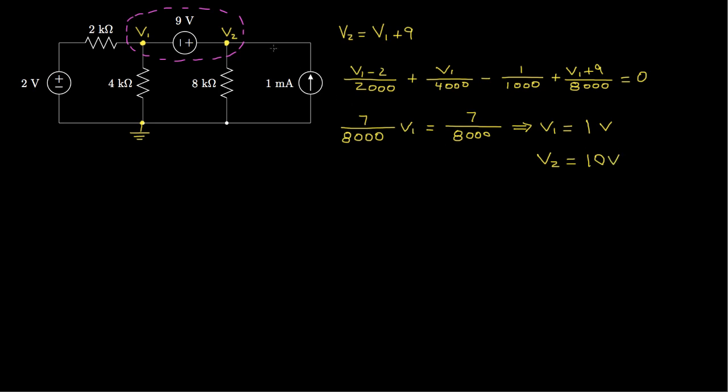So that's a simple example of how we use a supernode when two nodes are connected by a voltage source, and then use the node voltage method to solve for one of the voltages, which in turn gives us the other through the relationship that ties them together with the voltage source.